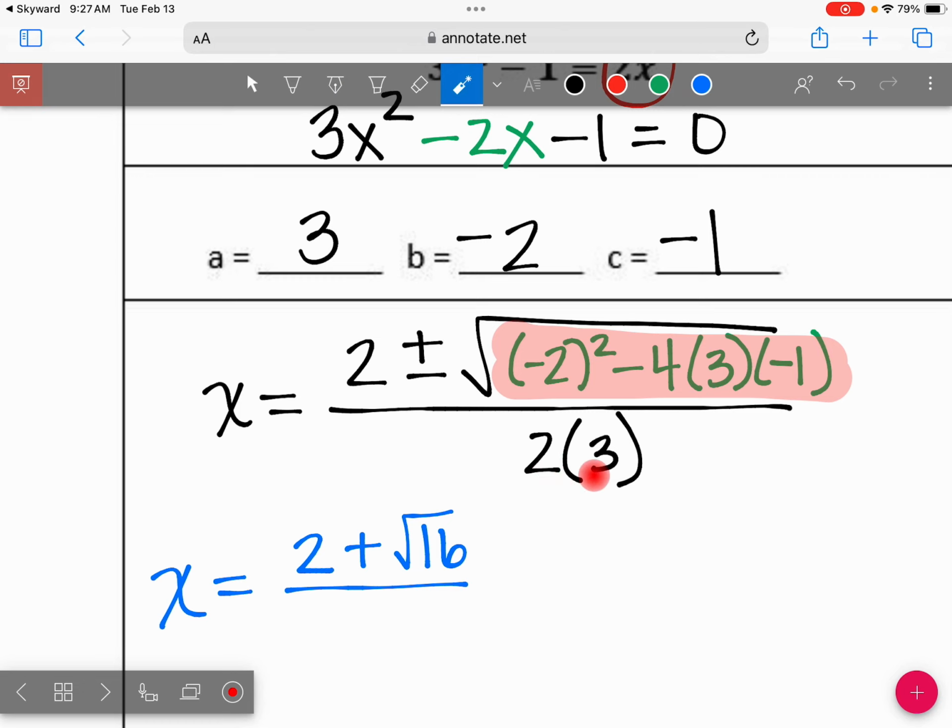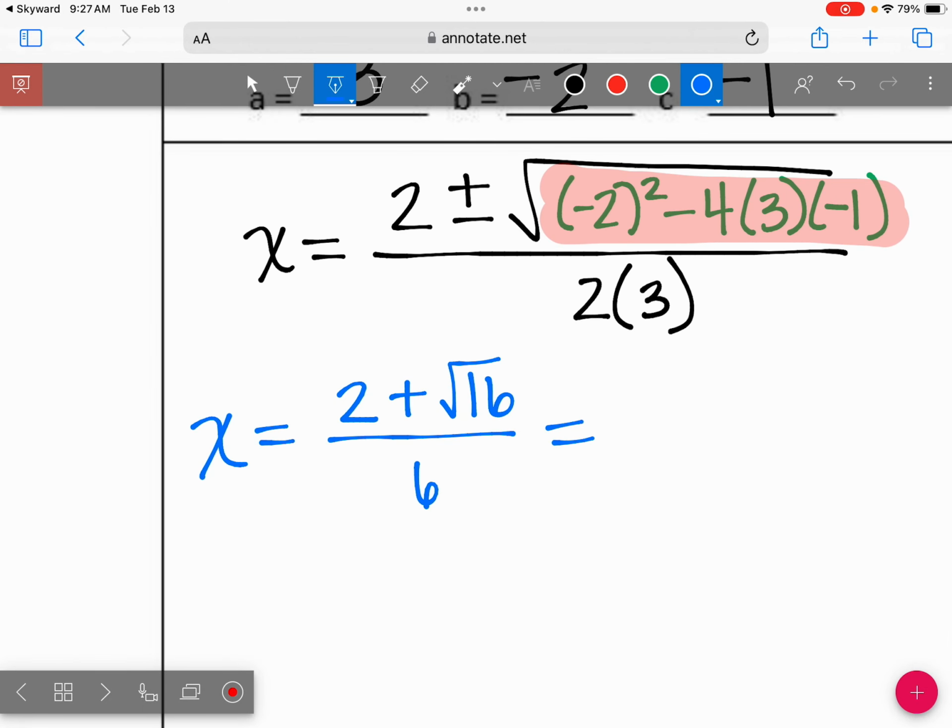What do you get here when you multiply 2 times 3? 2 times 3 is what? 6. So I want you to type it in your calculator just like that. And then do it again with subtraction. 2 minus the square root of 16 all over 6. Go ahead and give me my 2 answers.